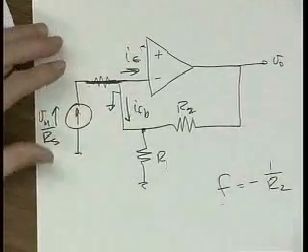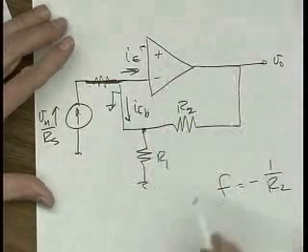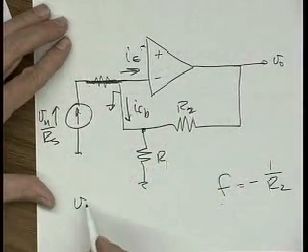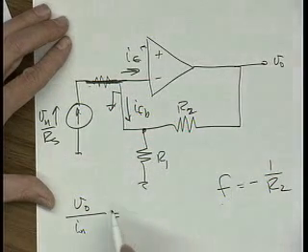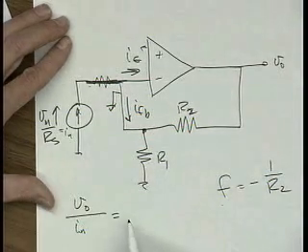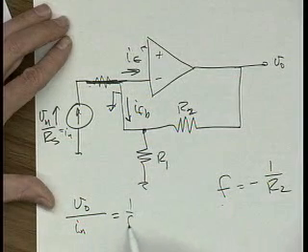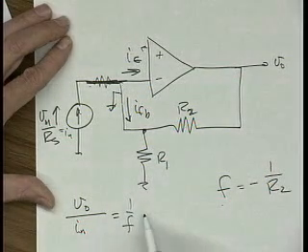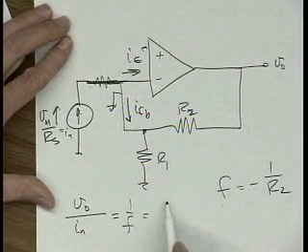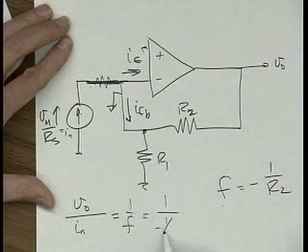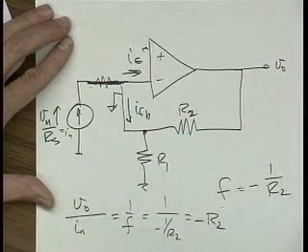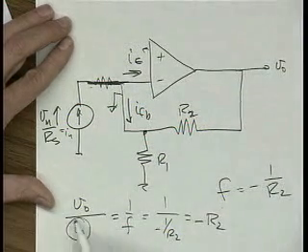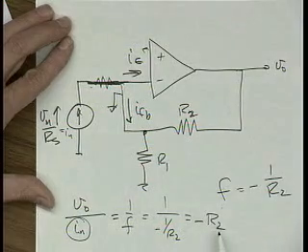Okay, now remember, let's say the loop gain of this is high. So V out over I in, right? This is equal to 1 over F, right? Which is equal to 1 over minus 1 over R2, which is equal to minus R2, right? Here's the problem you had, this absolute value of resistance here.